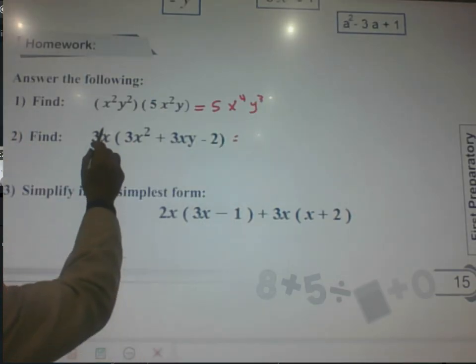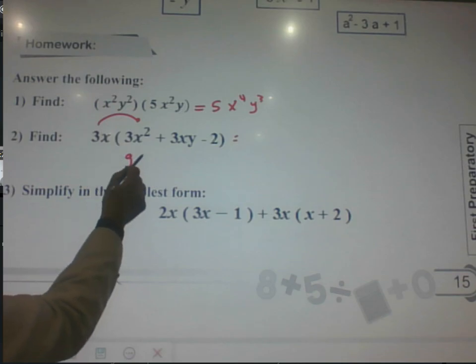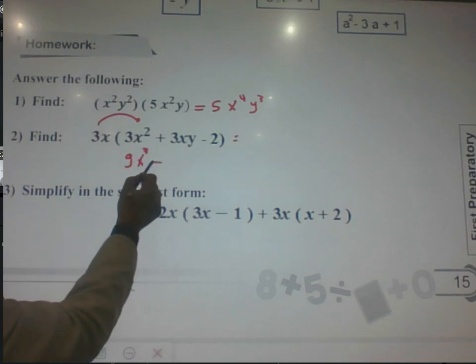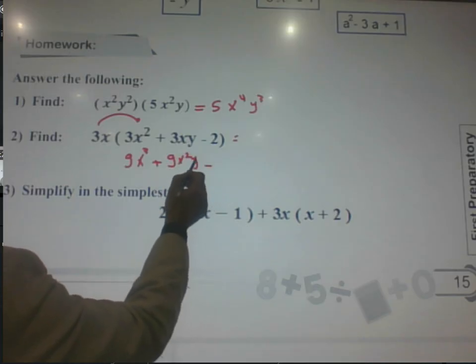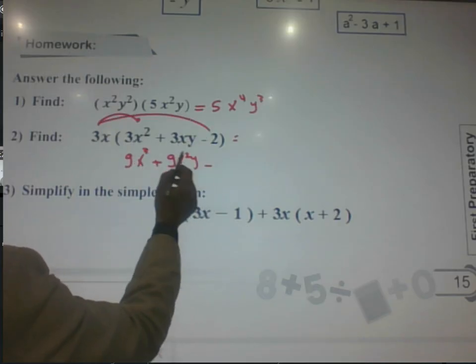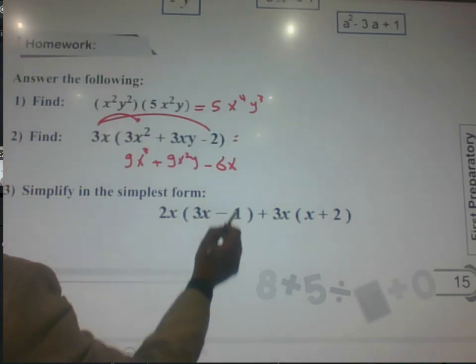Next question here, we use distributive properties. 3 times 3 equals 9. x power 2 times x equals x power 3. And 3 times 3 equals 9. x times x equals x power 2, and write y. And then product here also, write negative. 2 times 3 equals 6, write negative 6x.